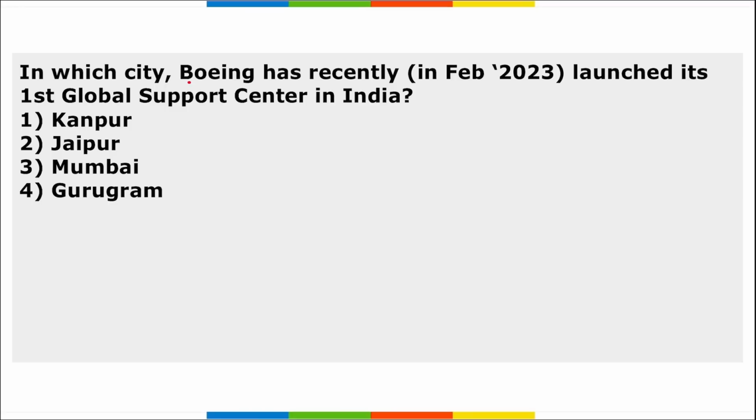Next, in which city has Boeing recently launched its first global support center in India? So it has been launched in Gurugram, and in Gurugram only, if you remember, is the headquarters for International Solar Alliance. So Boeing has launched their first global support center in Gurugram.